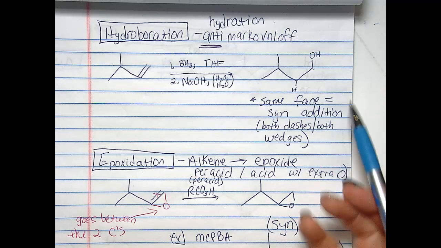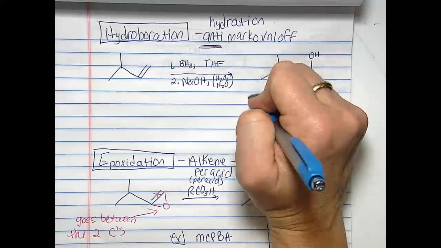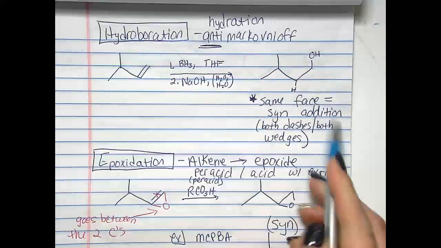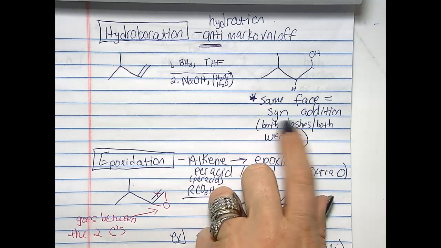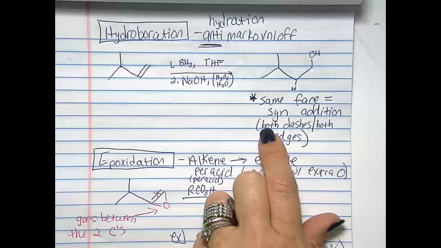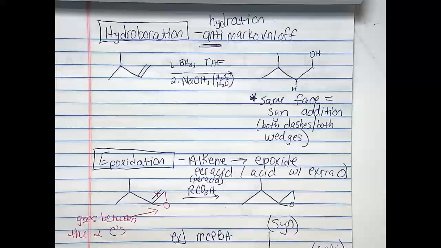So when you have the same face, this is important, write this down, star it, highlight it. When you have the same face, meaning whatever it is we're adding comes in on the same face, we're going to get syn addition. So both are dashed or both are wedged. The part of when do they come in on the same face, at this point, I don't expect you to understand yet. We'll get there eventually.